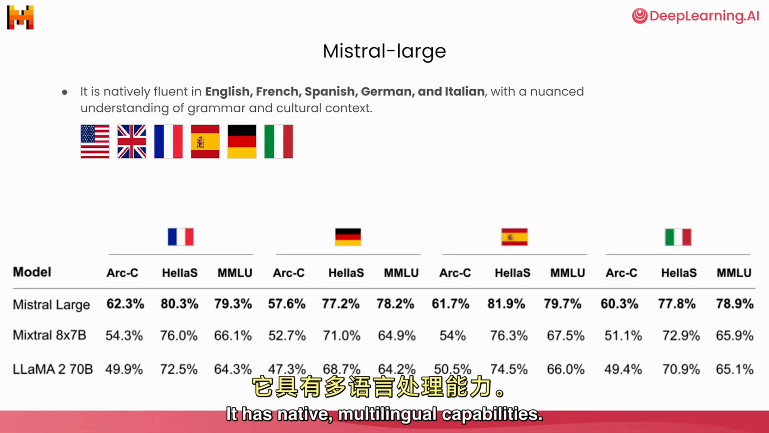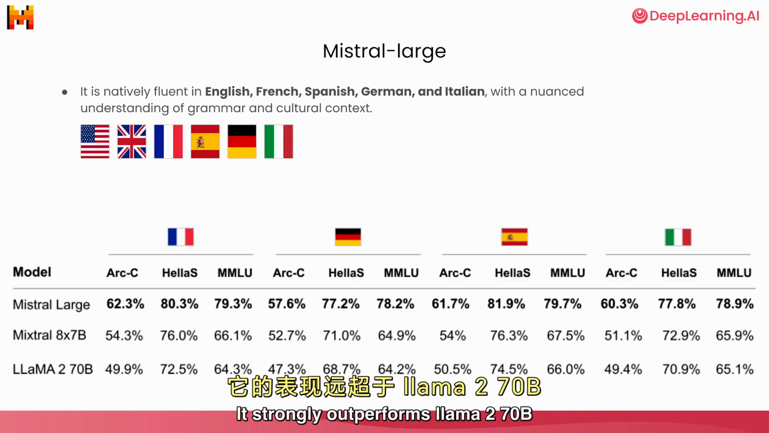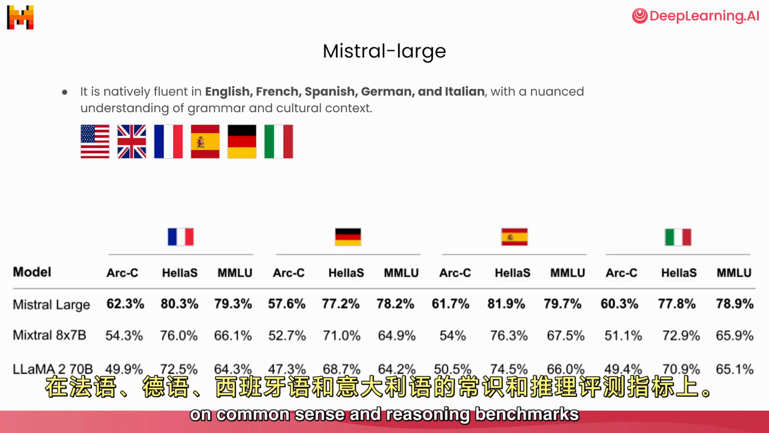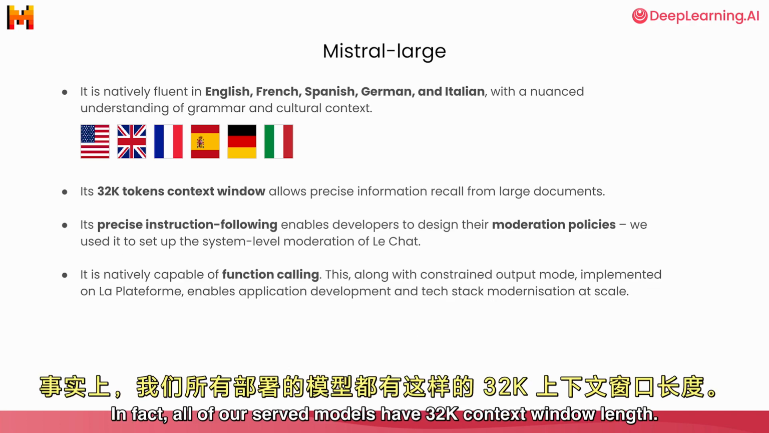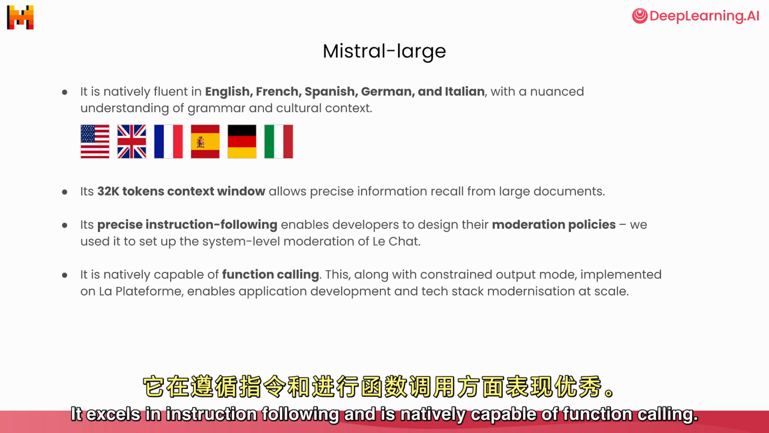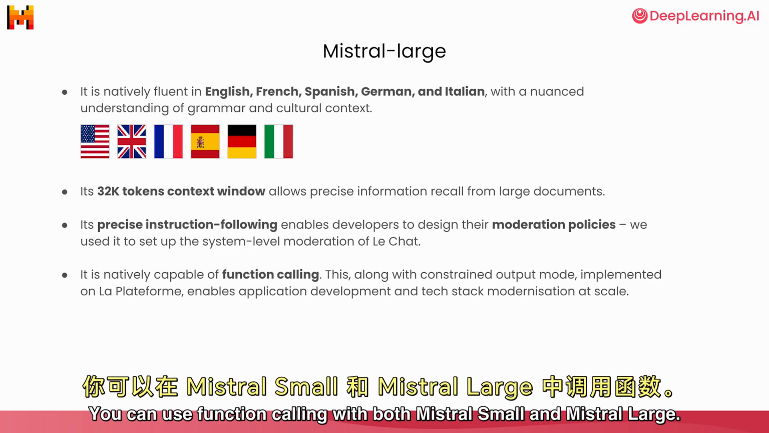It has native multilingual capabilities. It strongly outperforms Llama 2 70B on common sense and reasoning benchmarks in French, German, Spanish, and Italian. It offers a 32K tokens context window. In fact, all of our served models have 32K context window length. It excels in instruction following and is natively capable of function calling. You can use function calling with both Mistral Small and Mistral Large.